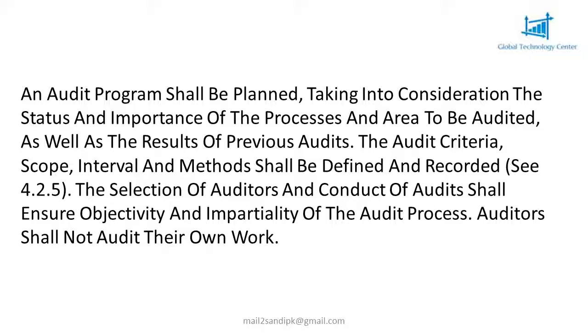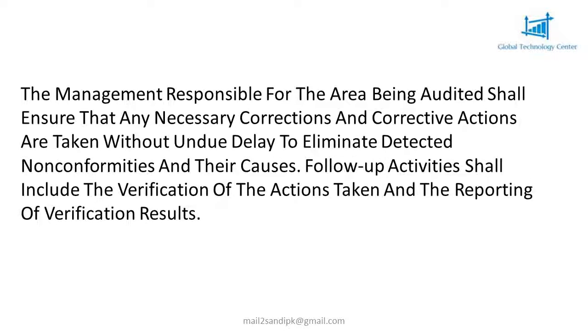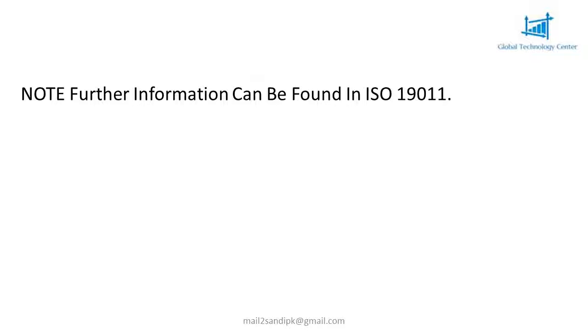The audit criteria, scope, interval and methods shall be defined and recorded. The selection of auditors and conduct of audits shall ensure objectivity and impartiality of the audit process. Auditors shall not audit their own work. Records of the audits and their results, including identification of the processes and areas audited and the conclusions, shall be maintained. The management responsible for the area being audited shall ensure that any necessary corrections and corrective actions are taken without undue delay to eliminate detected nonconformities and their causes. Follow-up activities shall include the verification of the actions taken and the reporting of verification results. The standard additionally says that further information can be found in ISO 19011.